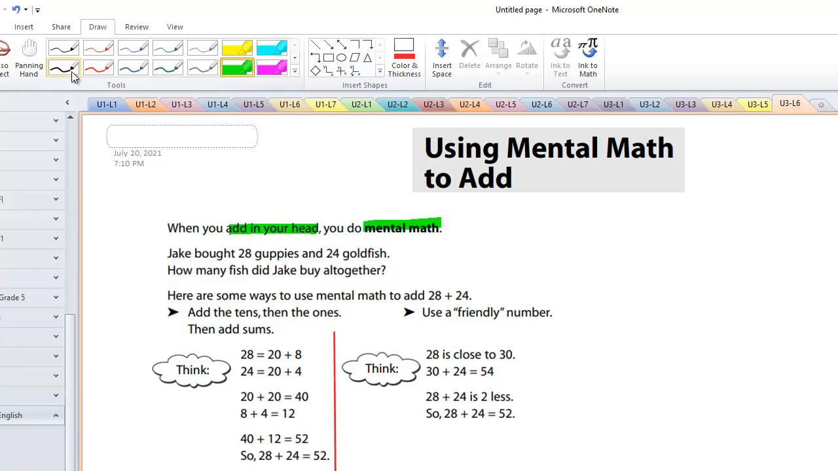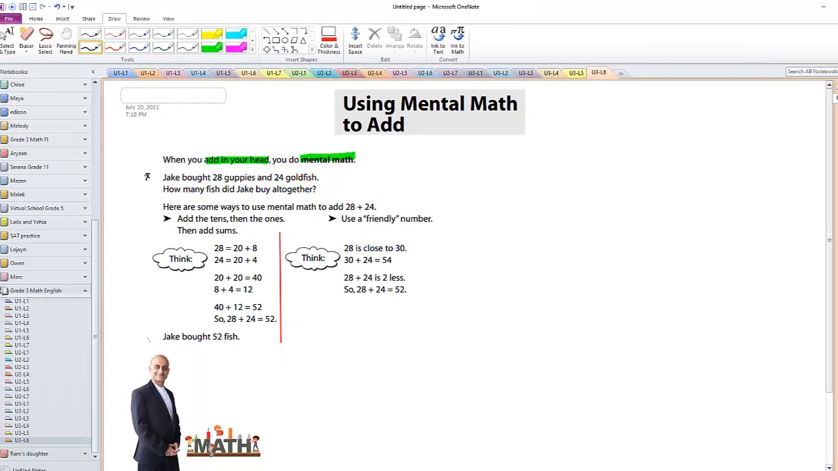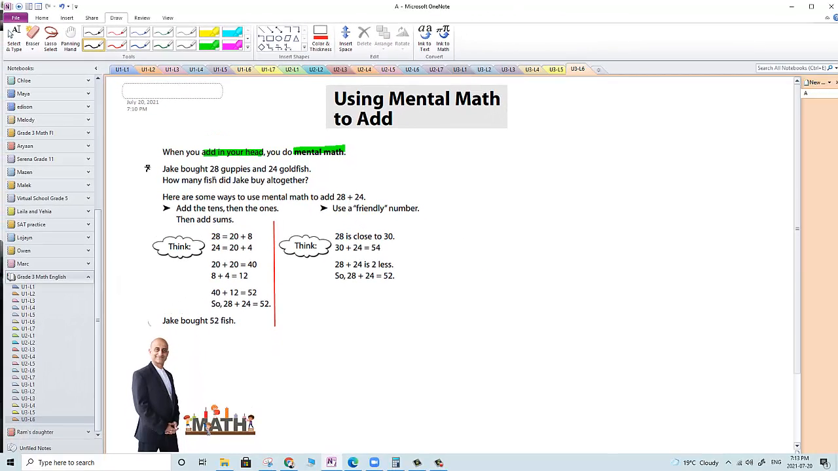So let's see this example. It's saying, Jack bought 28 guppies and 24 goldfish. How many fish did Jack buy all together? So the idea is I need to add in my head, this is very important, 28 and 24. So how can I do that in my head?